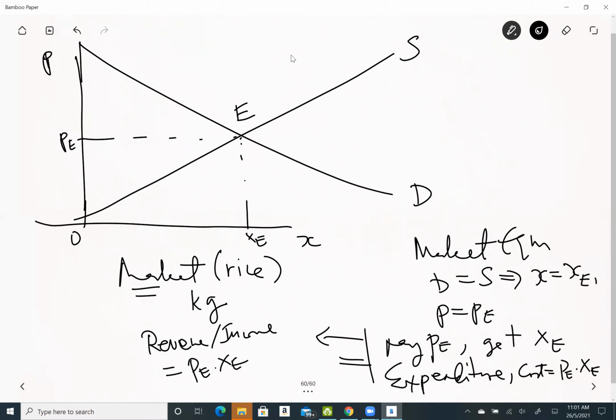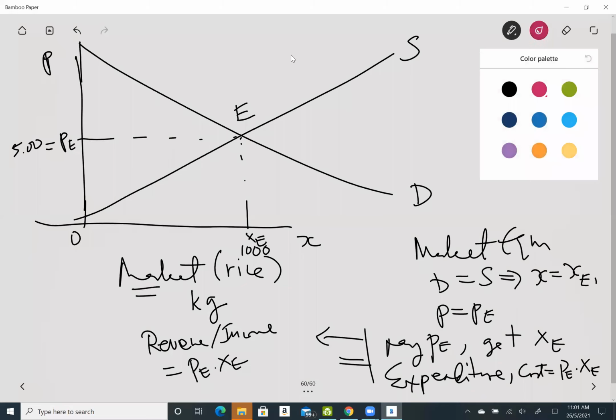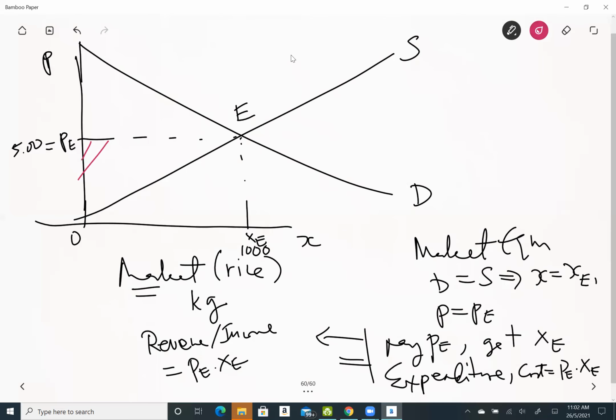What is the expenditure? Let's say the price is equal to 1 kilogram of rice, right now about 5 ringgit. Okay, 5 ringgit. And the exchange amount, say here, 1,000 kilogram. So what is our expenditure? Our expenditure is 5 times 1,000. So the area for the expenditure would be the rectangle here. That's how much we spend.